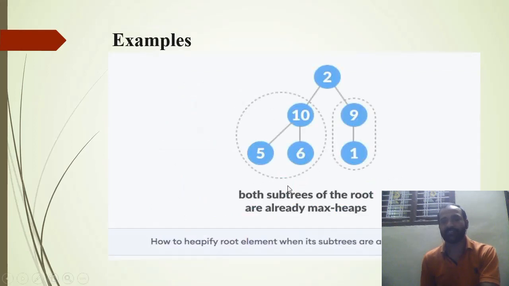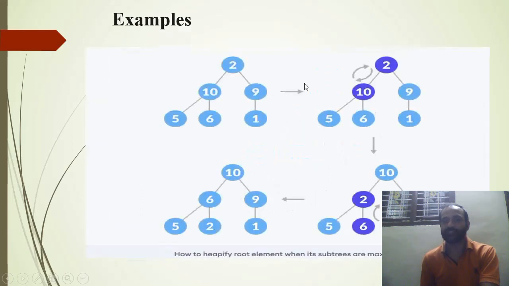In this example, both the left subtree and right subtree are already heapified, that means they are max heaps. So 10 has two children, 5 and 6, which are less than 10, and 9 has one child which is less than 9. Now we can move to the root node. So next step, root node. From this tree we can move to the root node. The root node has two children, one left and one right.